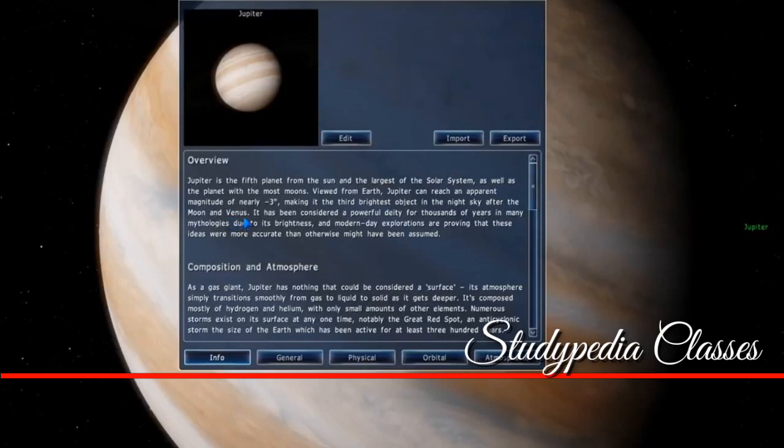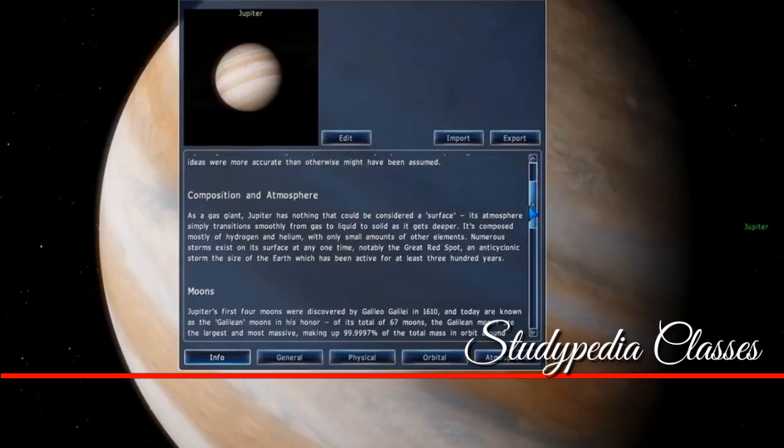Okay, so we had seen Venus, it was very bright. Jupiter has been considered a powerful deity for thousands of years in many mythologies due to its brightness, and modern day explorations are proving that these ideas were more accurate than might have been assumed. In Hindu mythology, I guess it is called Buddh, if I'm not wrong, and it is one of the deities. Saturn is Shani, I guess.